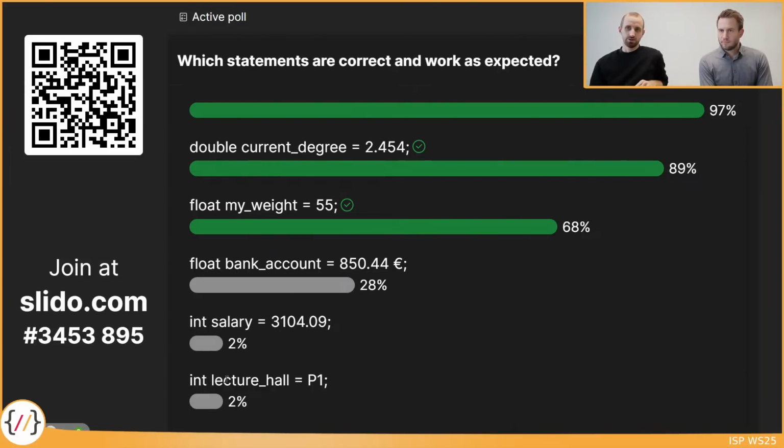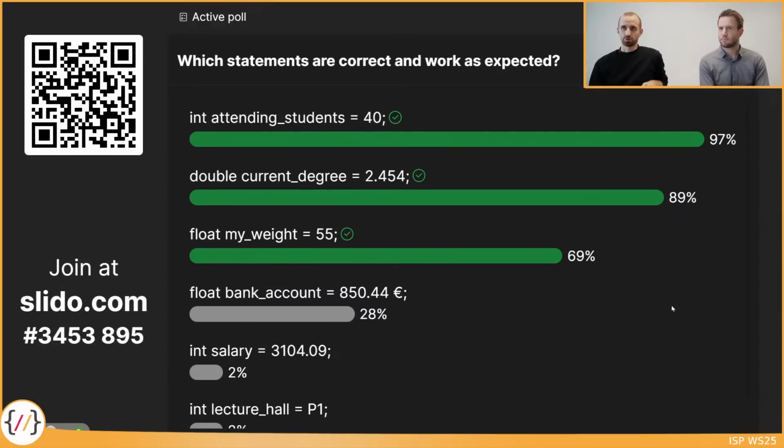And of course here, if you have an integer lecture hall, you cannot enter P1, which would be our lecture hall, but this is a character and a number, and currently we're only talking about numbers. You can only store numbers, and P is obviously not a number, so this also would not work. Okay.